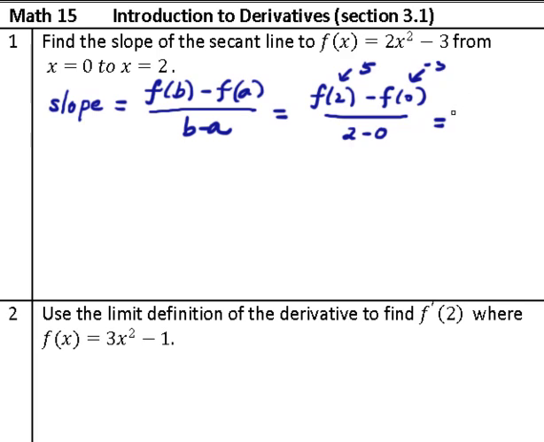So we have 5 subtract minus 3 over 2. That's 8 over 2, or 4.